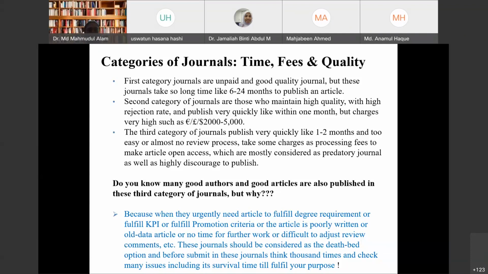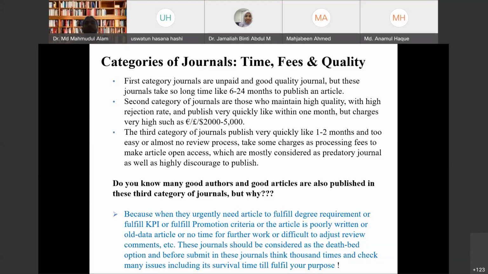The second category is journals that maintain high quality, but also have a high rejection rate, and publish very quickly, within 1 month, but charge very high fees because they maintain the quality and the time, everything very frequent, very efficient, and need a huge charge. Okay, and they make it open access. So you need to pay 5,000 USD, 10,000 USD, 2,000 USD. So those who have the money, they publish it. All the European developed countries publish in these journals because they have the money, they have the fund. The fund makes it easy.